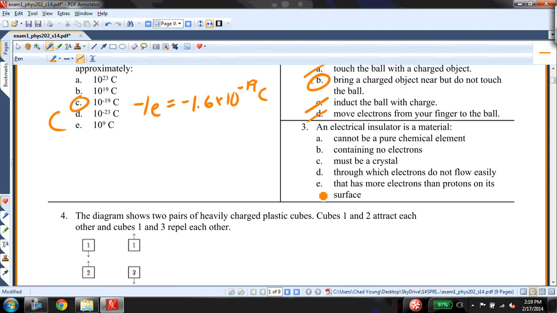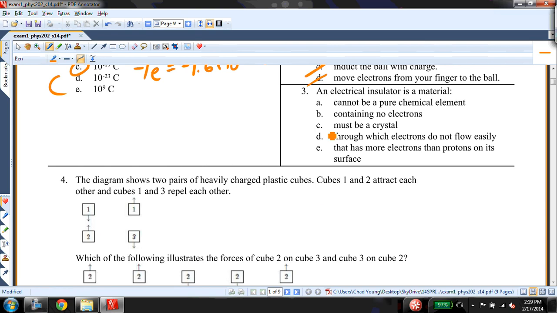An electrical insulator is a material, which of these? Let's see, through which electrons do not flow easily. It's just the definition of an insulator.